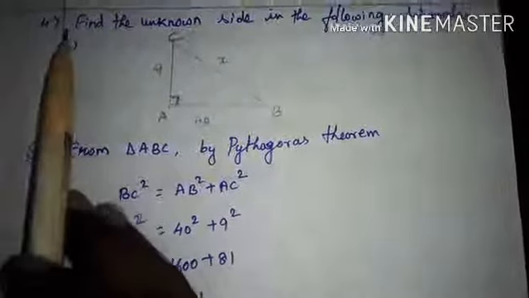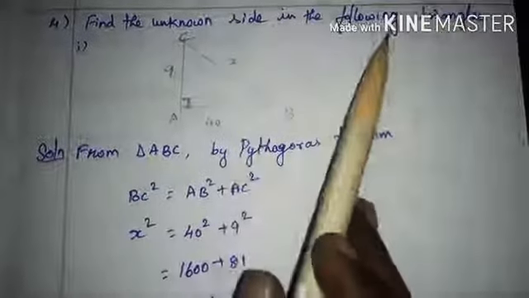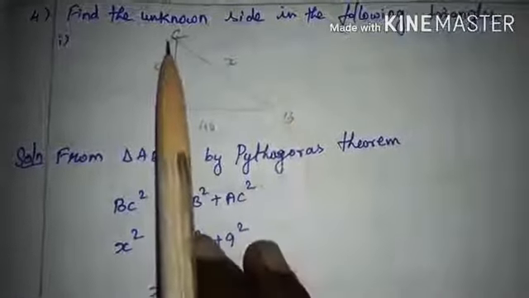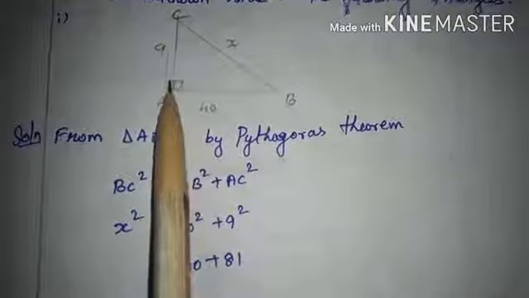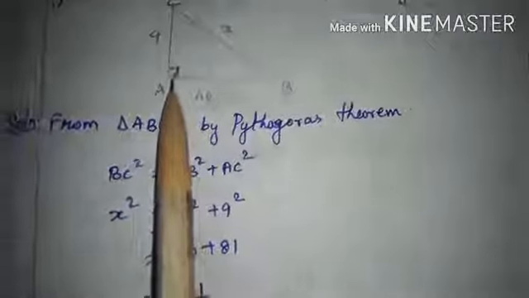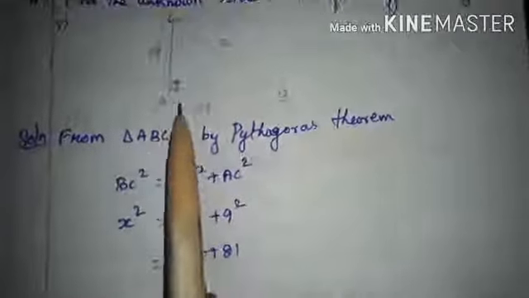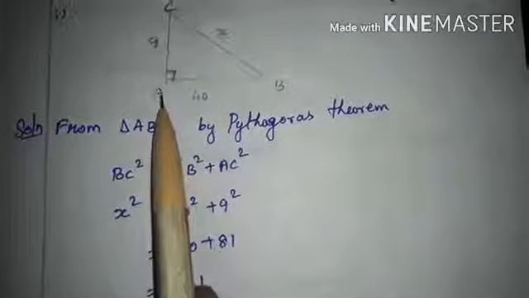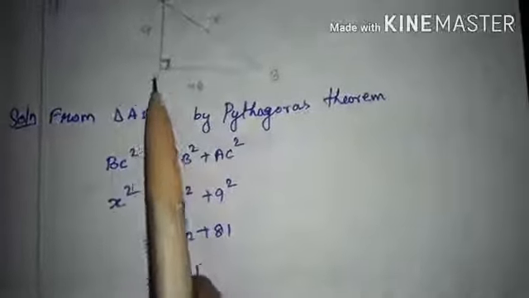Next, fourth sum, find the unknown side in the following triangles. Here the triangle ABC is given. Also they had given the angle A as 90 degrees. Since one of the angles is equal to 90 degrees, then we can say this triangle is a right angle triangle. It is given in the right angle triangle, so we can use the Pythagorean theorem.